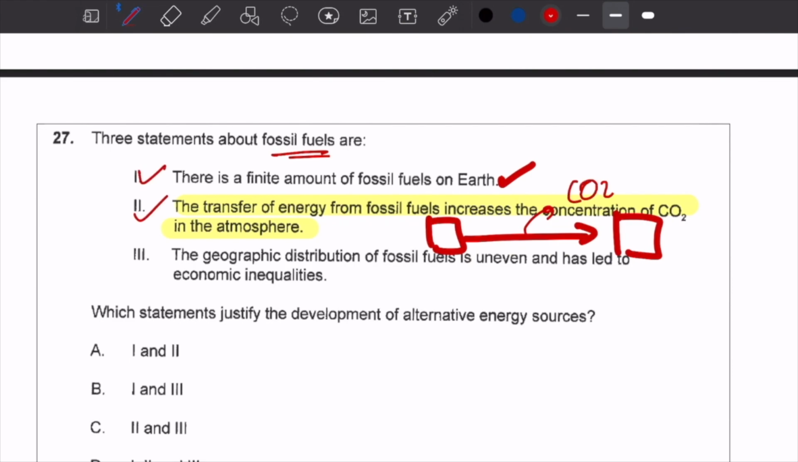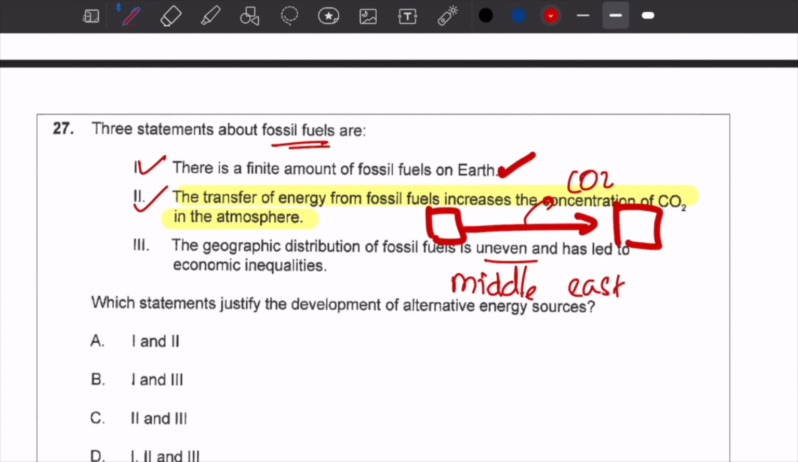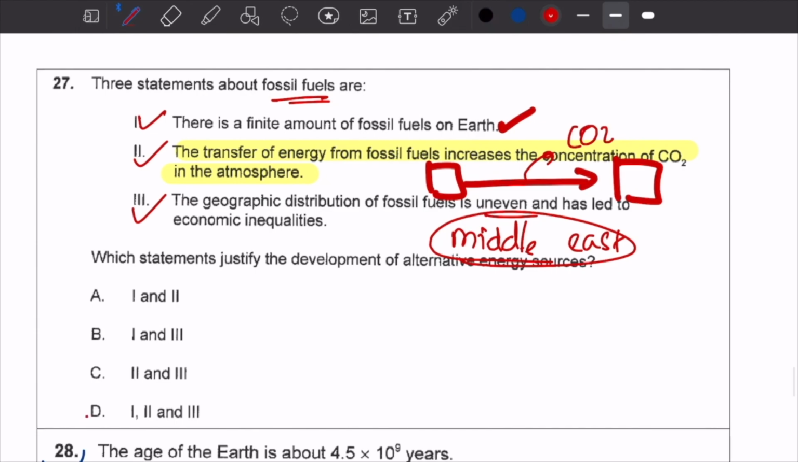So this one, the byproduct carbon dioxide, comes. So that's also true. The geographic distribution of fossil fuels is uneven and has led to economic inequalities. Of course, think about Middle Eastern countries. They are quite wealthy because of oil. Think about any other country, let's say Sri Lanka. They don't have oil, so there is an economic disparity between countries. If you have a considerable amount of oil, you are automatically wealthy, right? So this is also right. So I pick answer D.